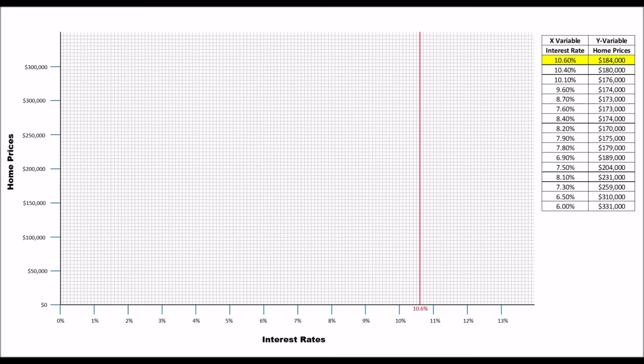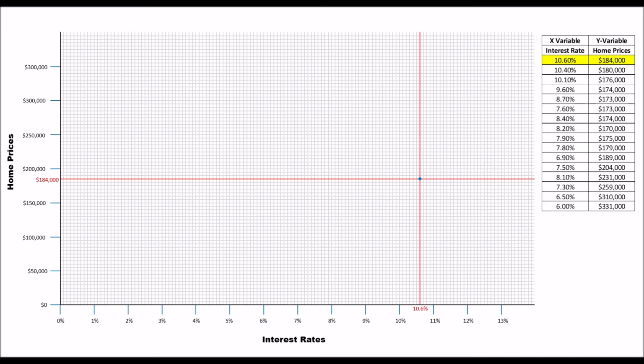Now, the corresponding home price was 184. So let's locate 184. There you have it. Now, from there, just like we did for the interest rate, we'll draw, in this case, a horizontal line. Anywhere along this horizontal line is where the home price is 184,000. So the vertical line shows the interest rate is 10.6%, and the horizontal line shows the home price is 184,000. Where these two lines intersect, that's where the interest rate is 10.6 and the home price is 184,000. So let's put a blue dot over there.